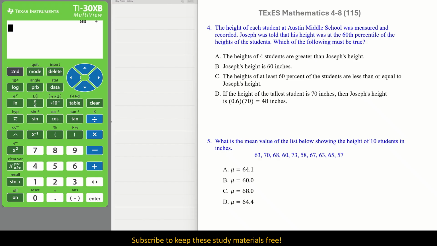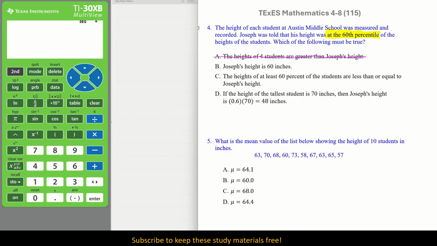Okay, for this question, they simply want to know if you understand the properties and basic meaning of, here it is, 60th percentile. What does that really mean in this context? Okay, so let's read each of these. A, the heights of 4 students are greater than Joseph's height? No, I disagree. That's not what it means.